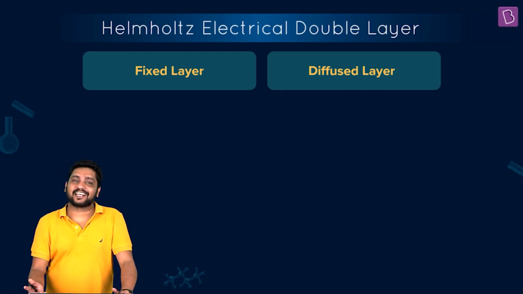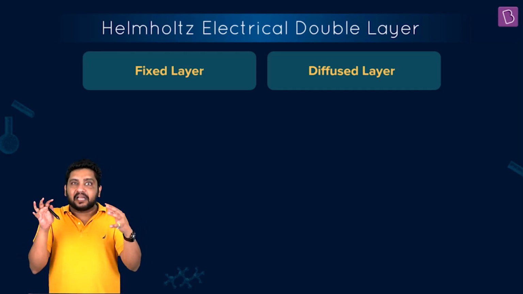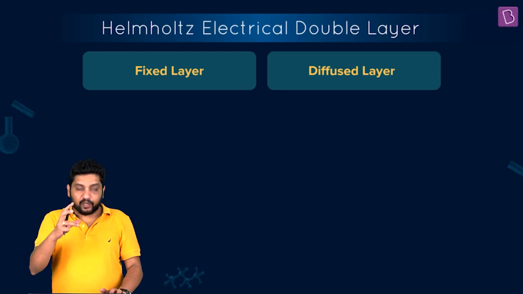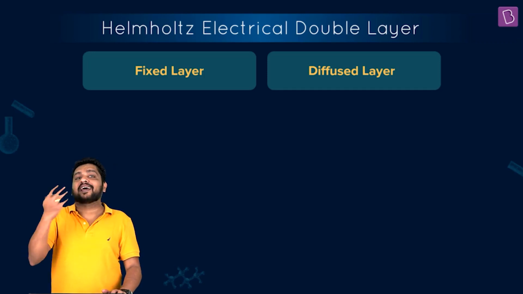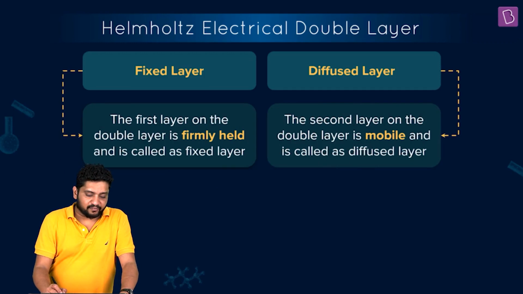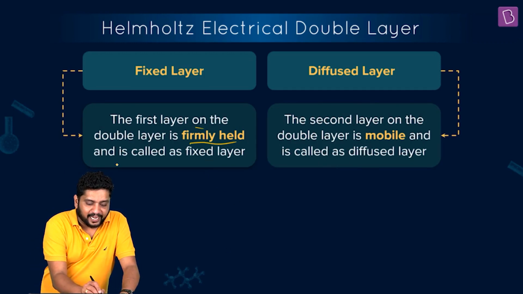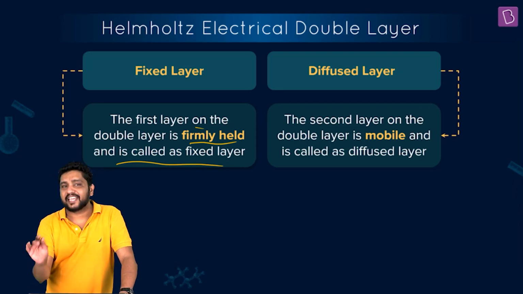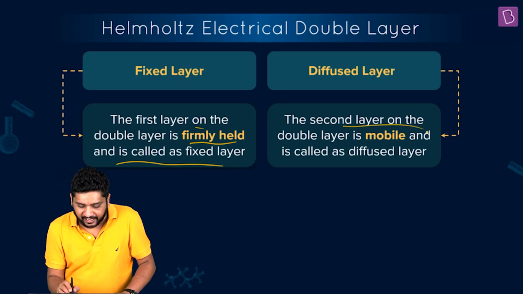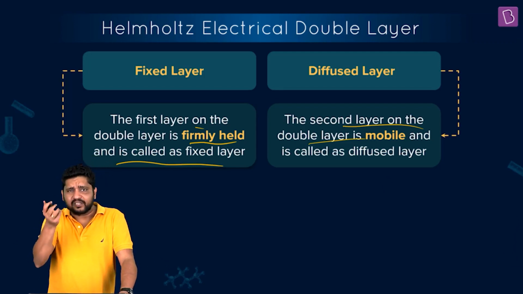As the name itself suggests, the fixed layer is something which is more, let's say, permanently attached to the colloidal size particle, and the diffuse layer is something which is more mobile, more free to move about, kind of ions. The first layer on the double layer is firmly held and is called the fixed layer. We'll see an image also, it will get more clear. The second layer on the double layer is mobile. It is relatively free to move. Obviously you can understand, right?